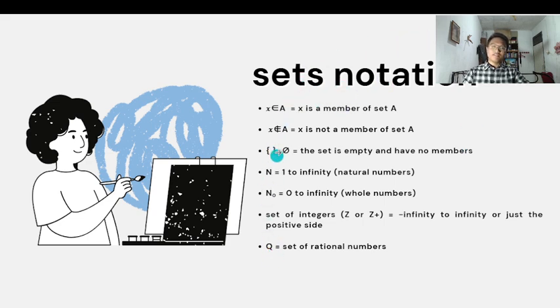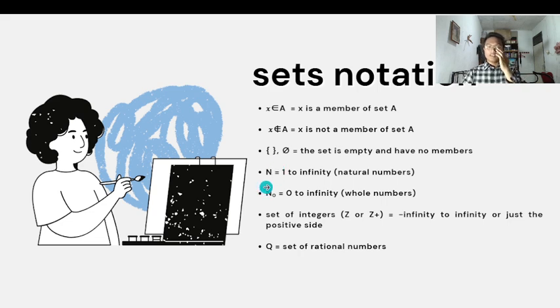Here I have some symbols. This is the symbol that we use to represent that x is a member of A. And in this symbol, we just put a line on it to represent that x is not a member of set A. And here is the symbol to represent that a set is empty and has no members at all.